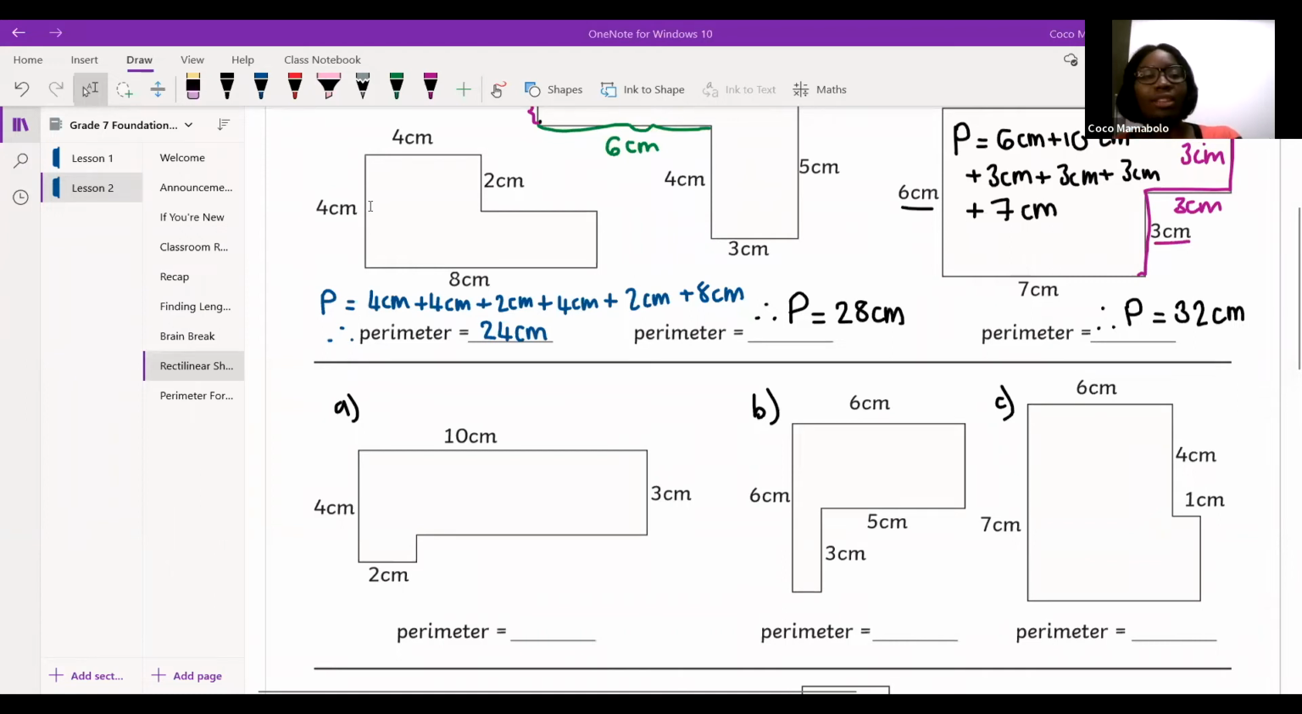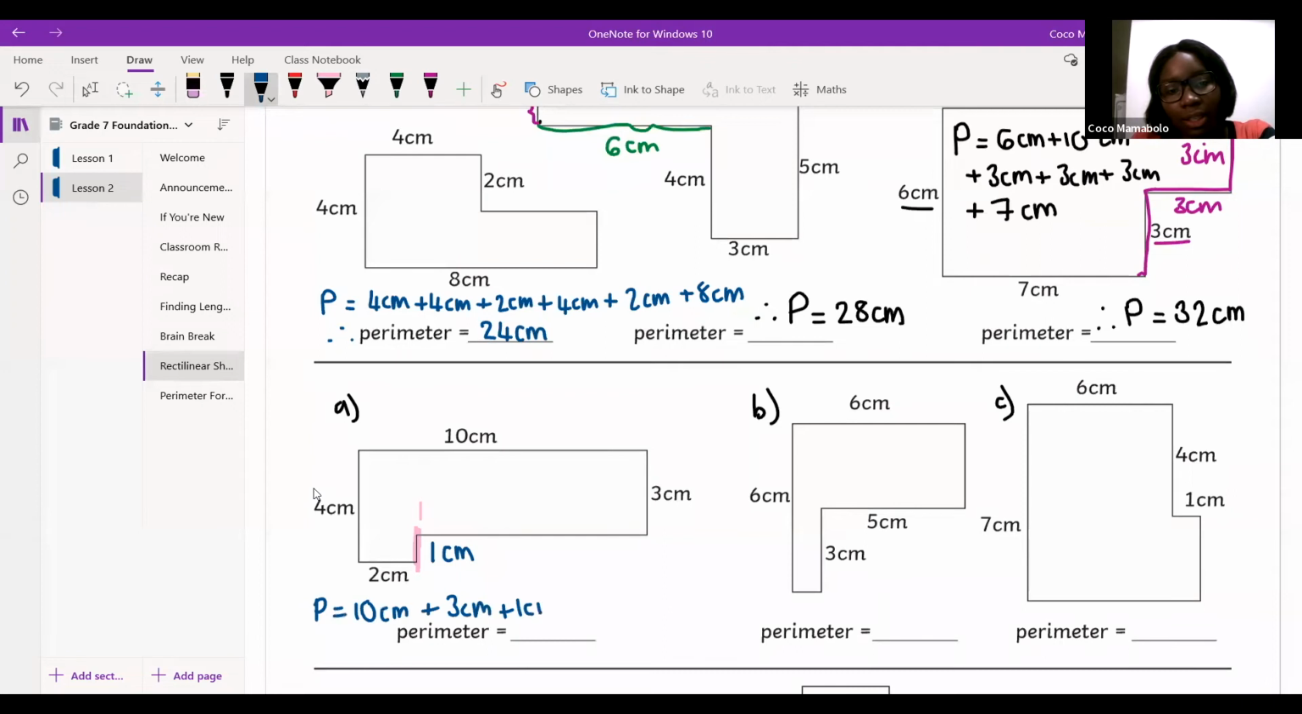Excellent, guys. All right, that's your time up. Let's look at this first one over here. I'm missing this tiny little piece over here. I know that this long side is 4 centimeters and the side opposite to it is 3 centimeters. So over here, I'm going to have 1 centimeter. So if I calculate it all, P is going to equal 10 centimeters plus 3 centimeters plus 1 centimeter. I hope everybody added their 1 centimeter this time.